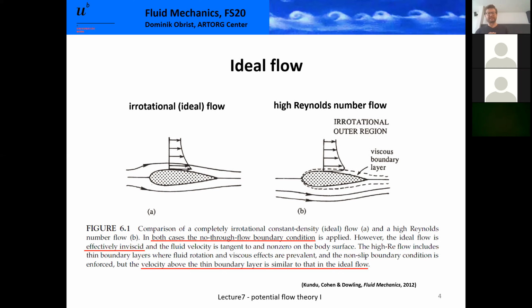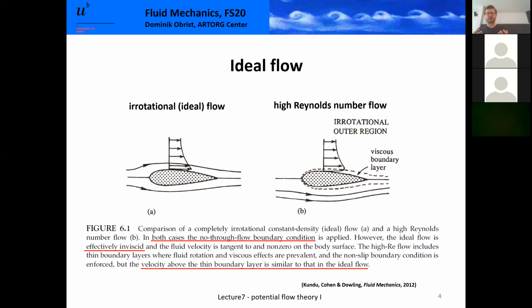You see underlined, in both cases, we have no through flow through the wall, right? There's no velocity going perpendicular to the wall, right? Then it would not be a wall. But in the viscous flow, in the boundary layer, we have zero velocity at the wall. And in the irrotational ideal flow, in the potential flow solution today, we have a slip.